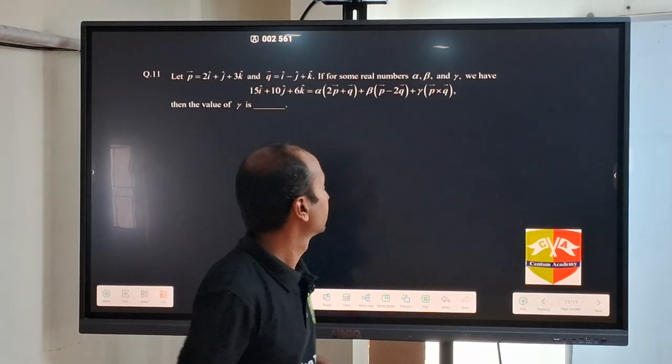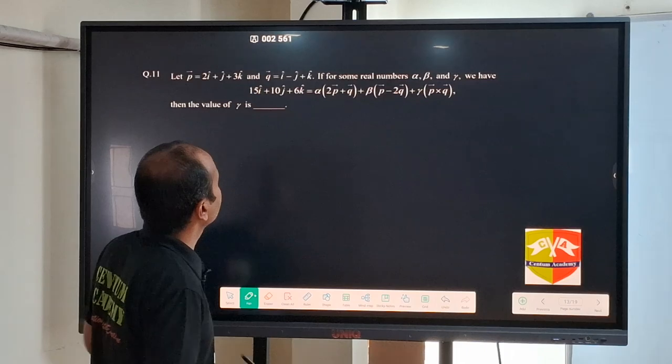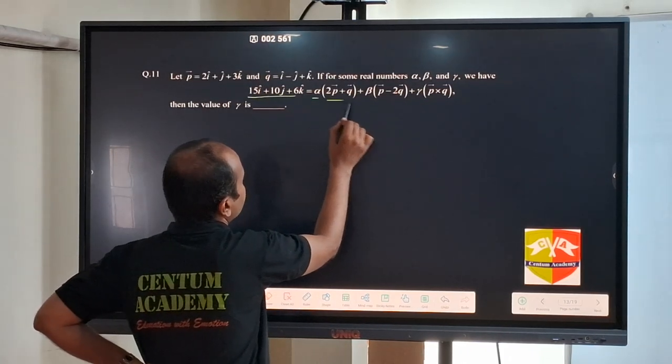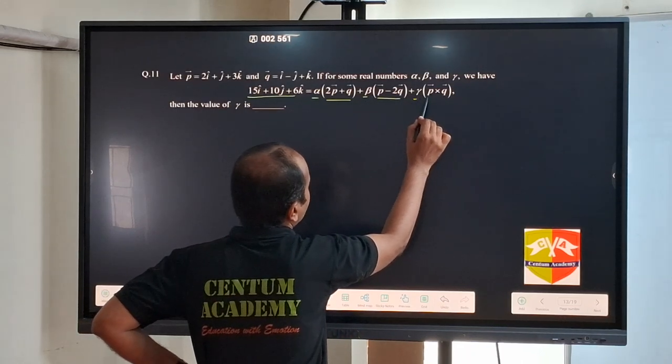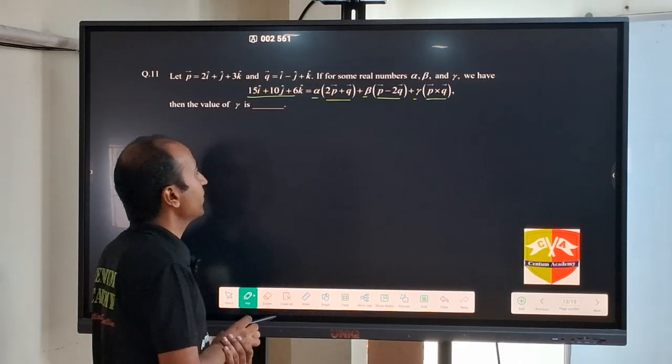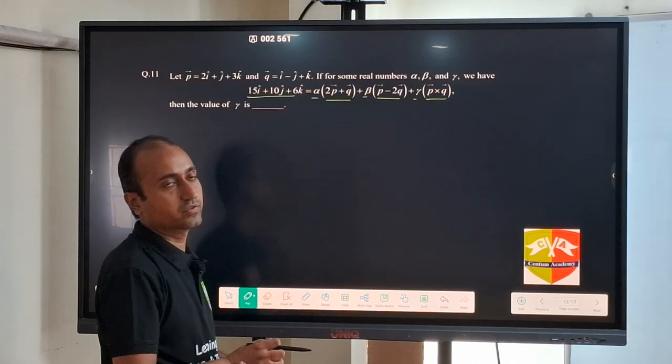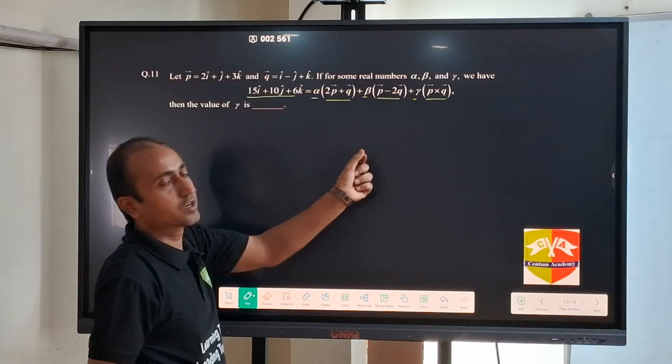Next is, we have these p and q vectors given. And this whole vector is equal to alpha times this plus beta times this plus gamma times p cross q. Then we want to find the value of gamma. So if we want to eliminate these p and q, what we can do is take the dot product with p cross q on both sides.